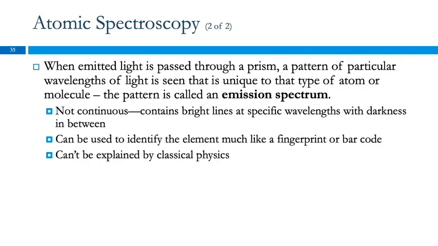If we take the light emitted from one of these things and pass it through a prism, instead of seeing a spectrum of a rainbow, we're going to see a series of lines, just the particular wavelengths that are emitted by that atom or molecule. It's called an emission spectrum. And we can use this to identify an element. It's much like a fingerprint or a barcode. And this cannot be explained by classical physics.